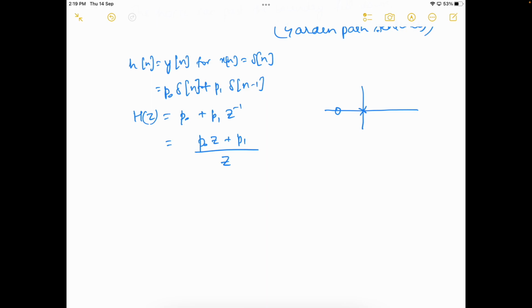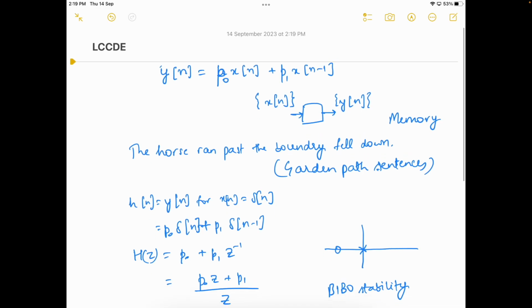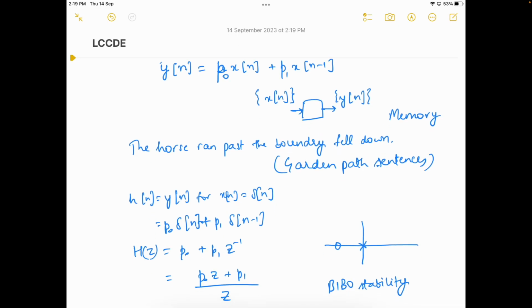In case you remember your digital signal processing course, is this system stable or not? The system is stable means if my input is bounded, my output will also be bounded. BIBO stability, bounded input, bounded output stability. So if my x n is bounded, will my y n be bounded? Yes. How do you know? P naught and P1 are finite, then it cannot exceed P naught plus P1 times m, where m is the bound for x.